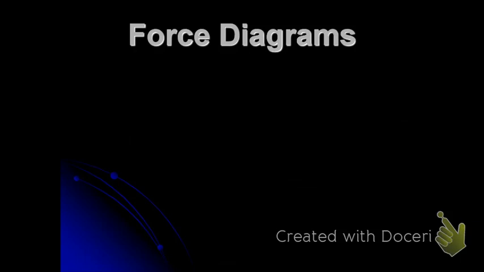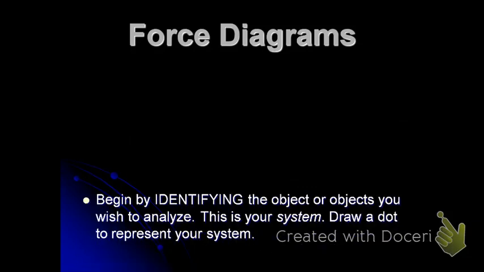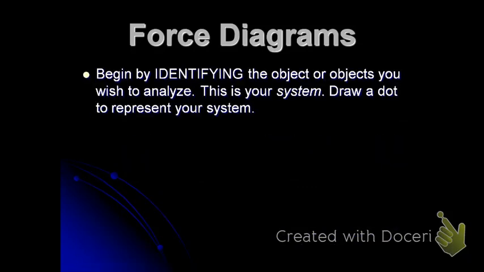Force diagrams are a way to draw a picture or a representation of the forces that are acting on an object or a system of objects. And they're pretty simple to do, just a few basic steps. The first thing we do is identify the object or objects we wish to analyze. This is our system. We draw a dot to represent the system. For example, if I want to look at the forces acting on my stapler, what's my system? The stapler. And so I would draw a dot to represent my system.